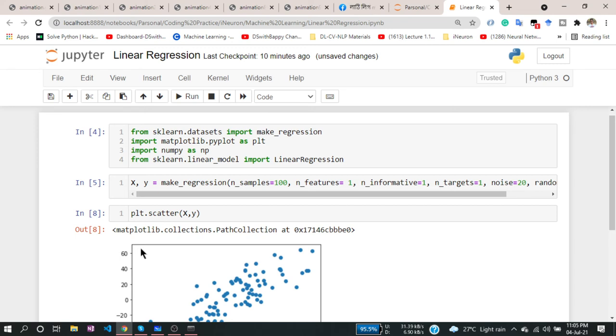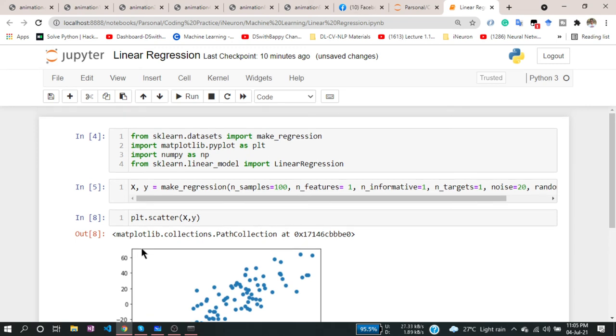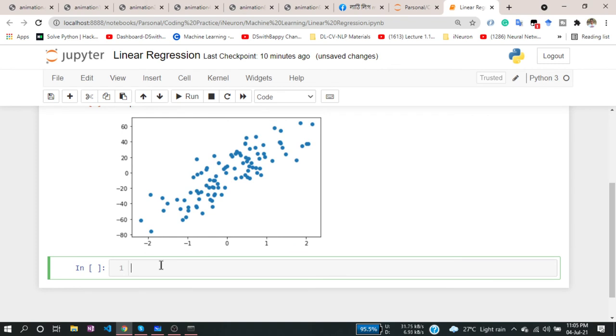Now first of all let's divide the data into train and test sets. I think you know, from sklearn.linear_model.